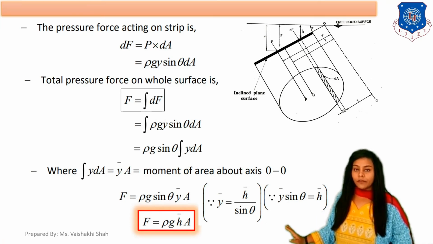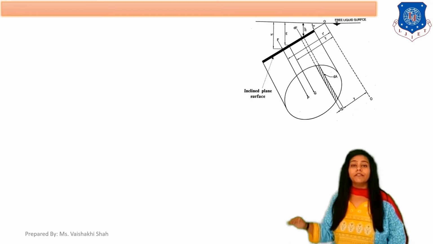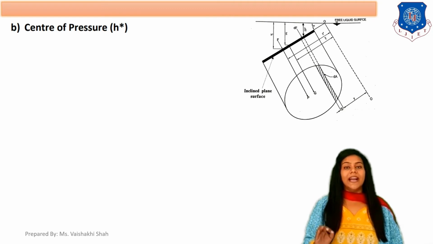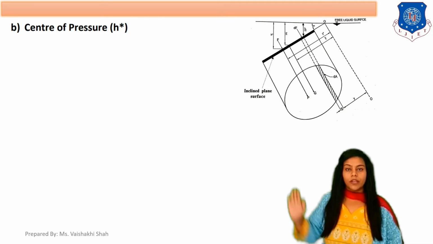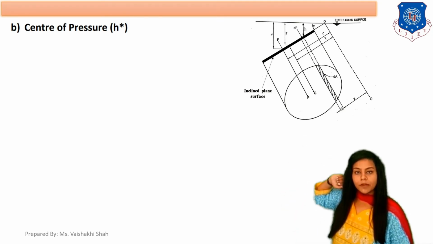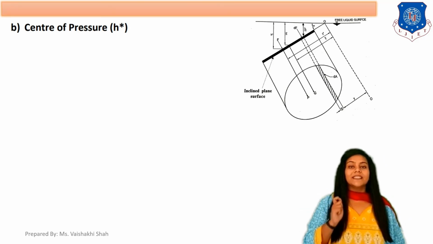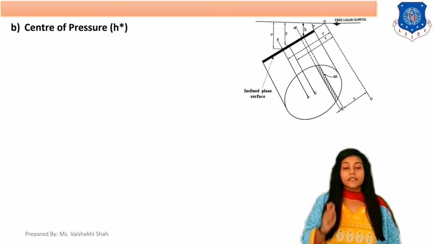Now in our second part, we will find the center of pressure, which is h star. Again, this is your diagram of the inclined immersed body. We have to find h star, the distance of CP from the free surface of the liquid.